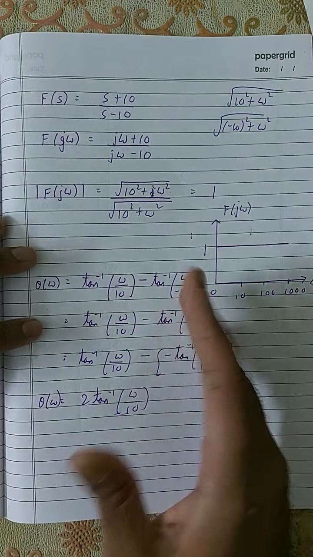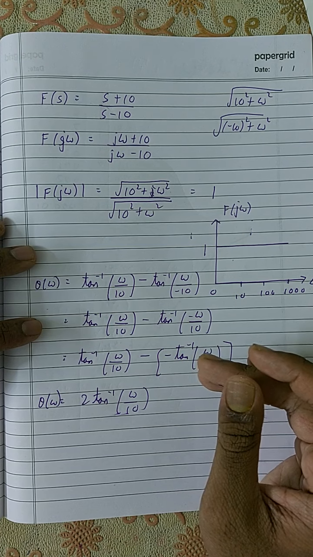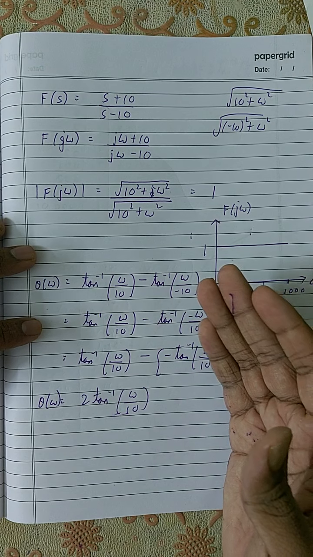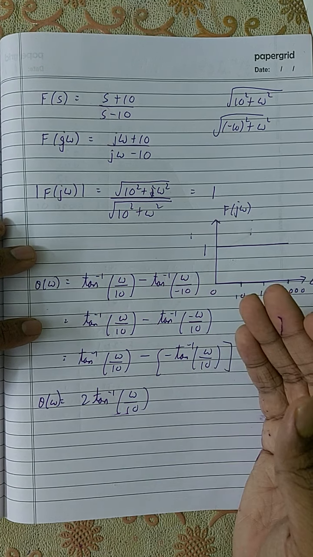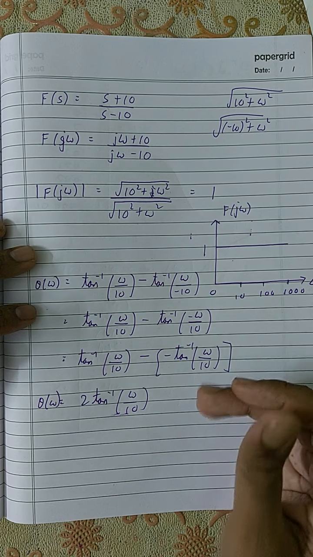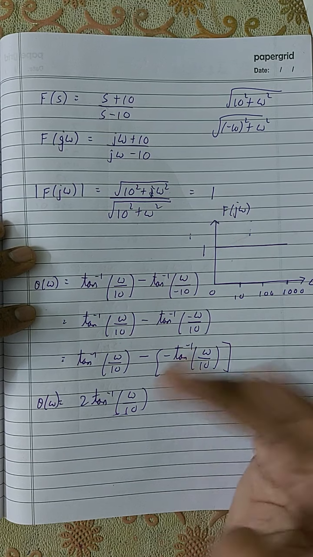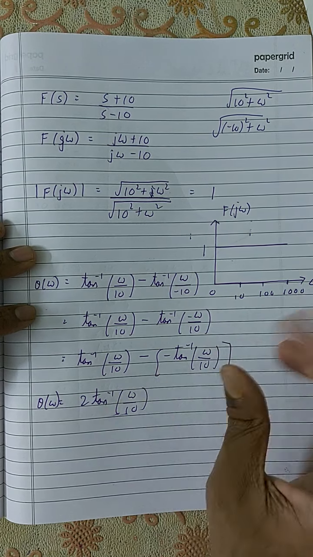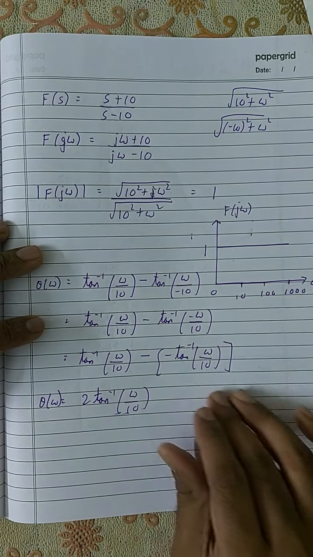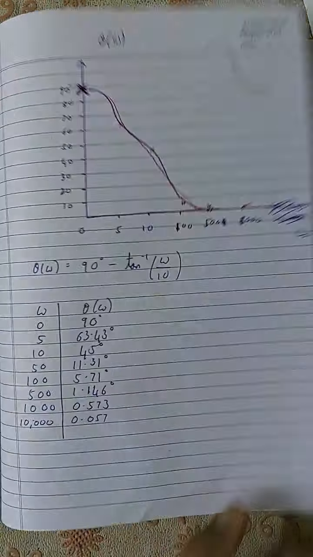And likewise, when you want to plot the phase response, simply find the phase angle of the numerator minus the phase angle of the denominator. That is tan inverse b by a of the numerator minus tan inverse b by a of the denominator, and like that you'll get the phase angle of the expression. And then you can plot the phase response by looking at different values of omega. Okay, so this is how we plot the magnitude and phase response.